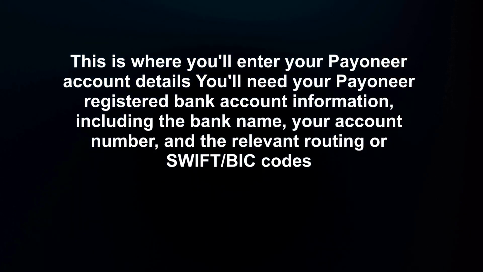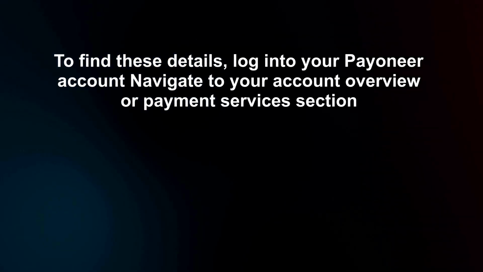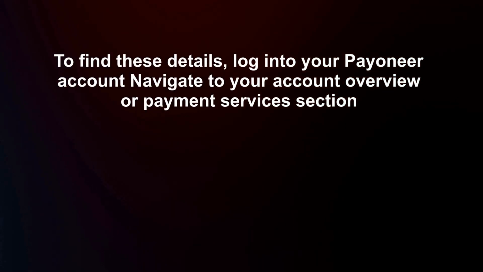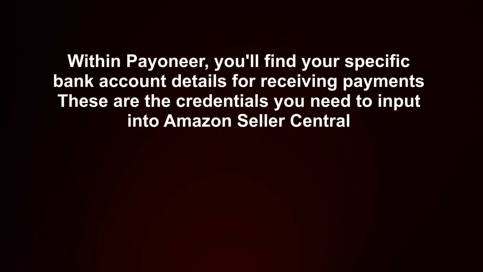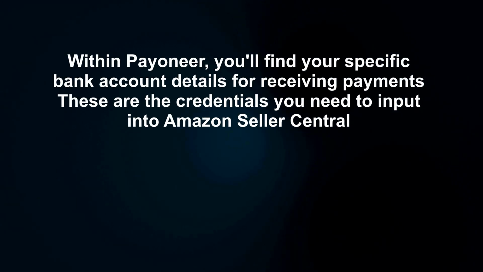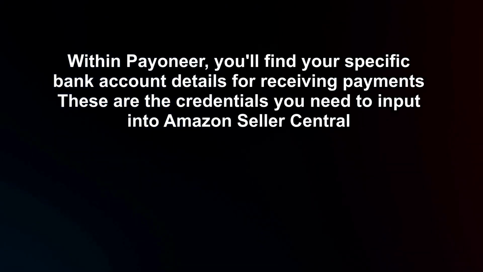SWIFT BIC codes. To find these details, log into your Payoneer account, navigate to your account overview or payment services section. Within Payoneer, you'll find your specific bank account details for receiving payments. These are the credentials you need to input into Amazon Seller Central.